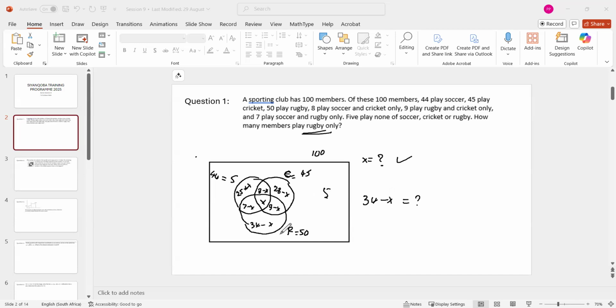Okay? So the trick here is to start with the center one. Even the previous one, we did the same thing, where we had 3 circles. So that's a nice place to start. And from there, you will build up the entire information.